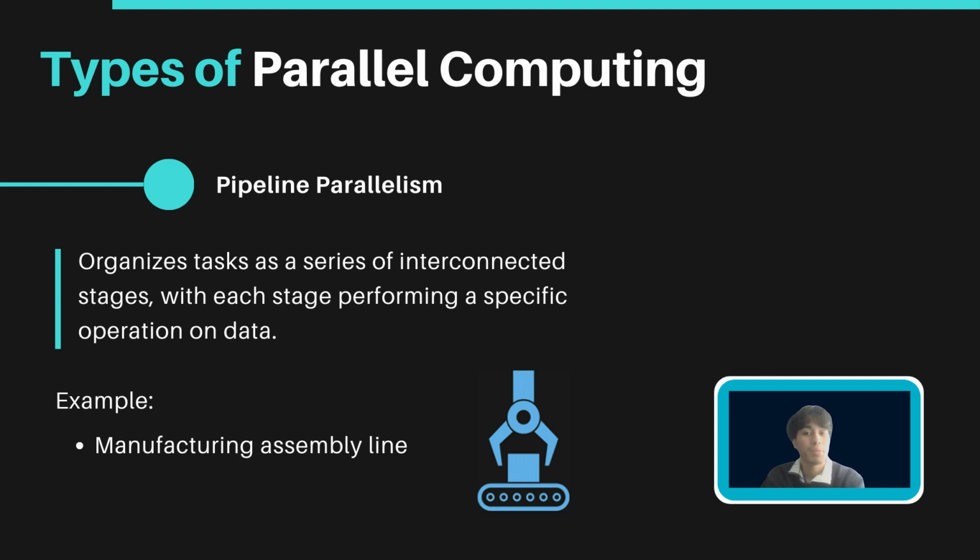A manufacturing assembly line is an example of pipeline parallelism. Each station in the assembly line performs a specific task on the product as it moves along the line. For instance, one station may weld components while another paints the products. As each station operates on different products simultaneously, the overall production process becomes more efficient.